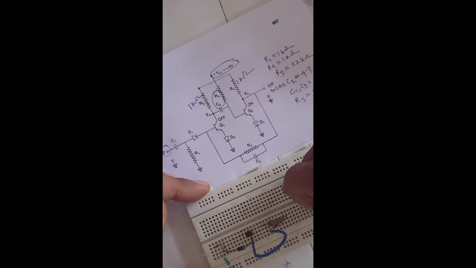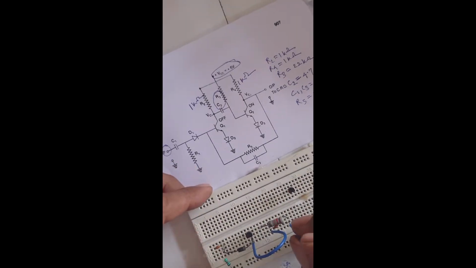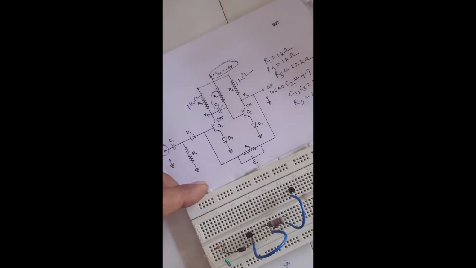Let us place the second transistor over here. Now I have to connect this to the collector of the second transistor. So this is the RC feedback.